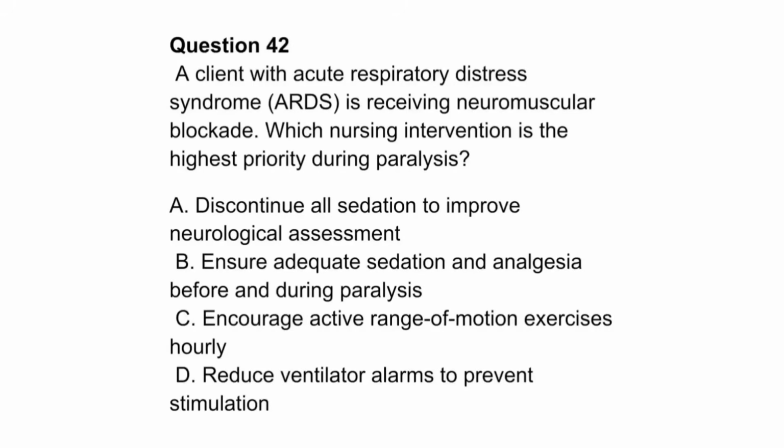Question 42. A client with acute respiratory distress syndrome, ARDS, is receiving neuromuscular blockade. Which nursing intervention is the highest priority during paralysis? A. Discontinue all sedation to improve neurological assessment. B. Ensure adequate sedation and analgesia before and during paralysis. C. Encourage active range of motion exercises hourly. D. Reduce ventilator alarms to prevent stimulation.